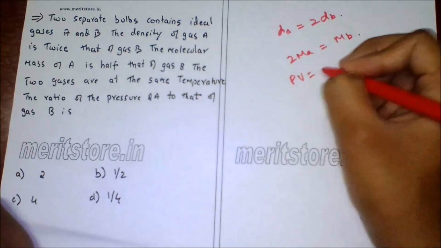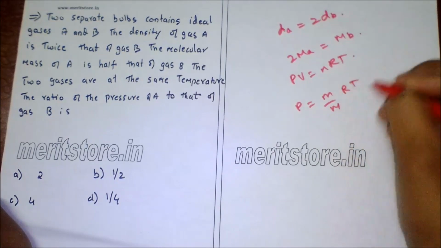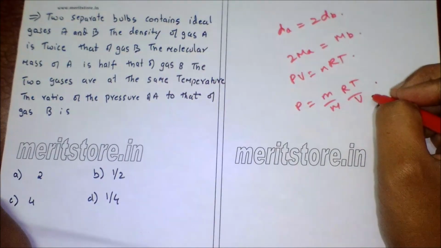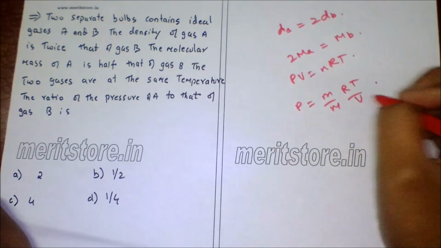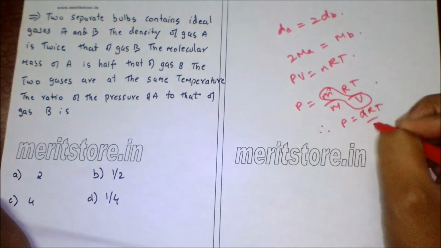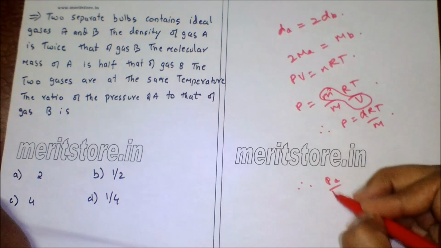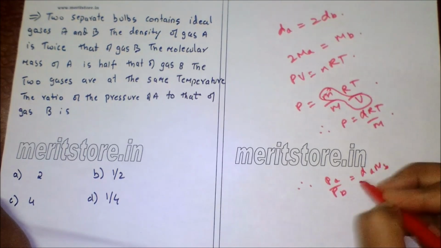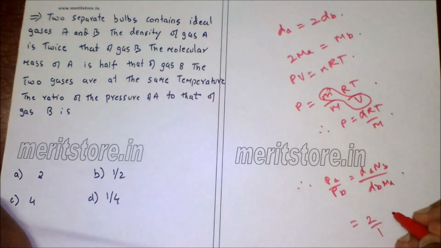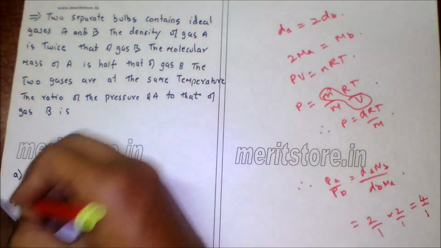So we know that PV is equal to nRT. So P is equal to m upon capital M, RT upon V. So mass and volume, which we can write as density. Therefore P is equal to dRT upon M. For ratio, substituting the values, PA upon PB is equal to dA MB upon dB MA. So 2 upon 1 into 2 upon 1, which comes out to be 4:1. So option C is the correct answer.